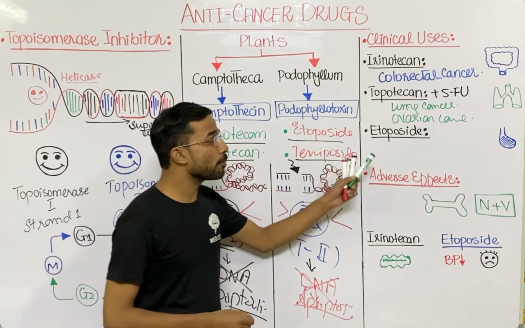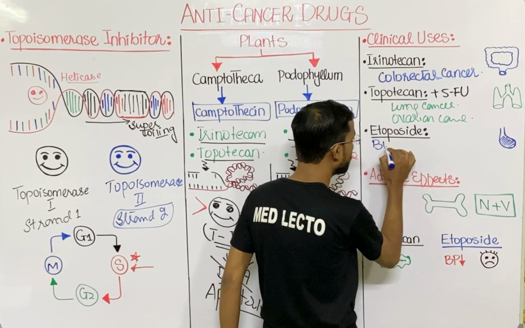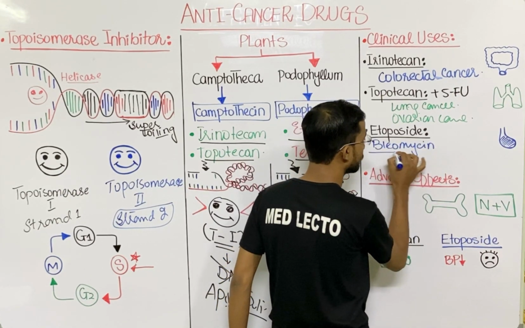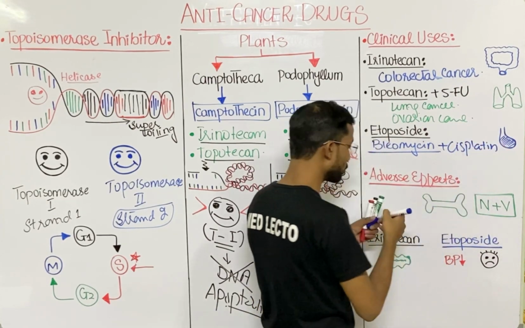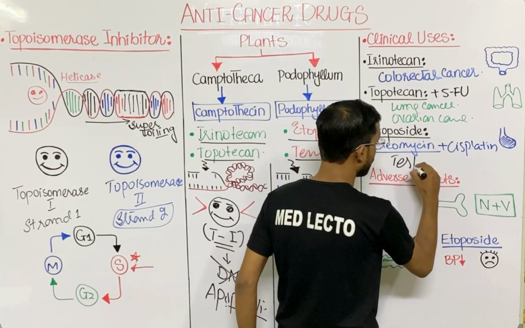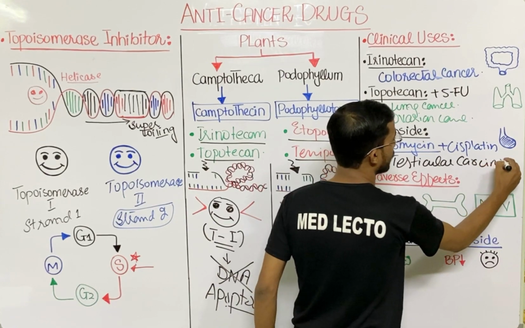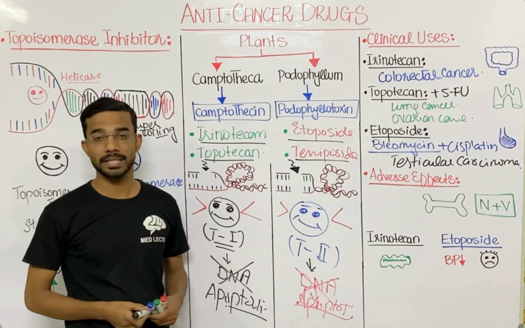Okay, etoposide is basically used along with bleomycin and cisplatin. They are actually used in testicular carcinoma. Testicular carcinoma. So here are basically the different uses of the different topoisomerase inhibitors.